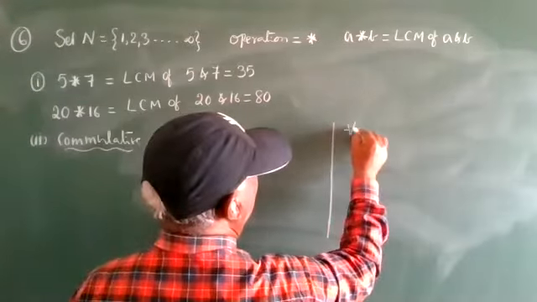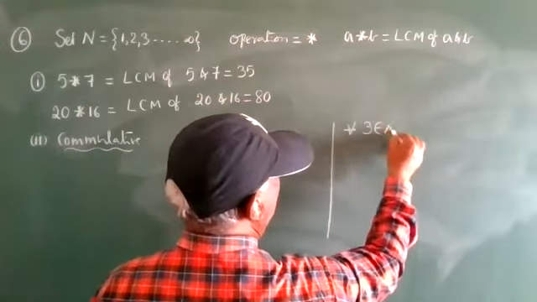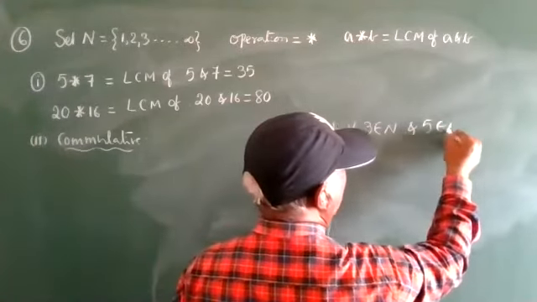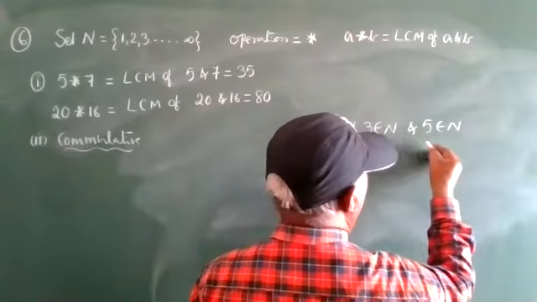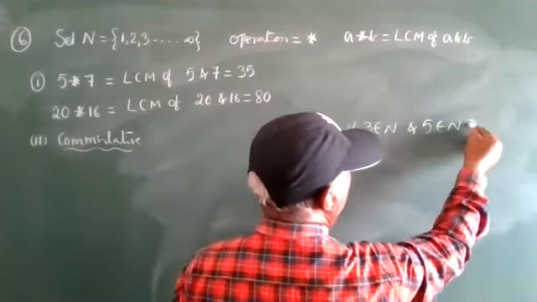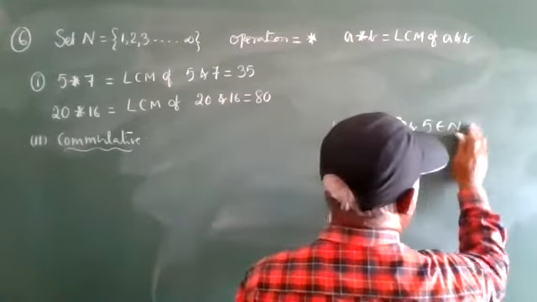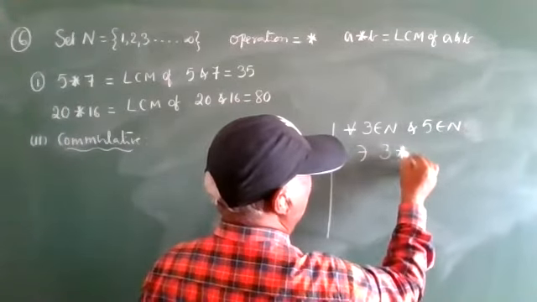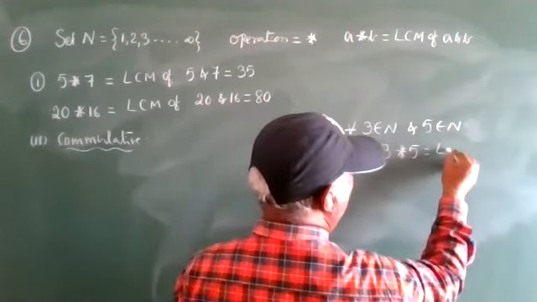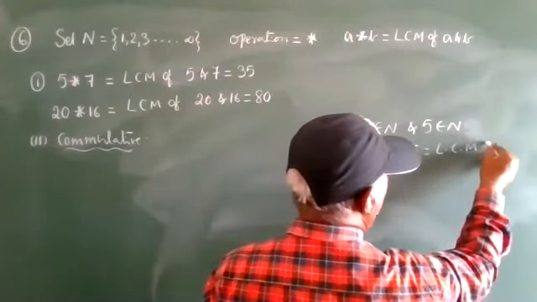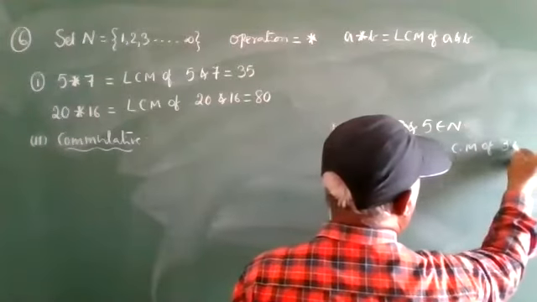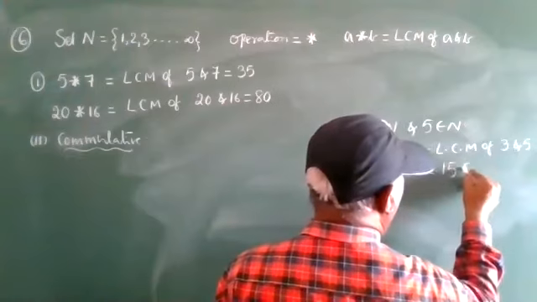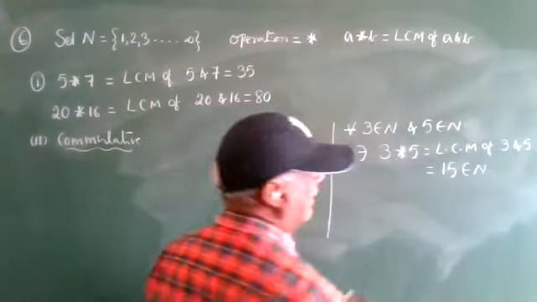For all 3 belongs to natural numbers and 5 belongs to natural numbers, such that 3 star 5 is equal to LCM of 3 and 5. What is the LCM of 3 and 5? It is 15. 15 also belongs to N.